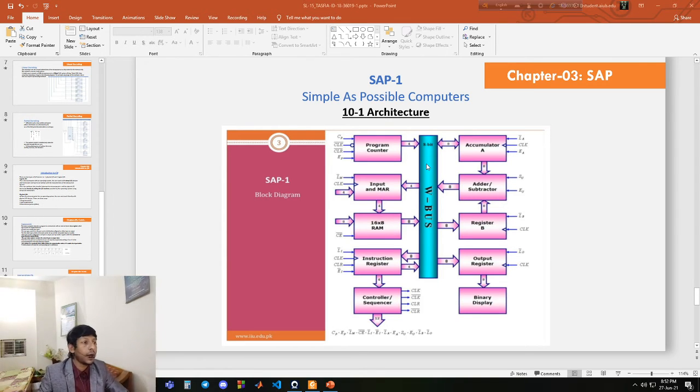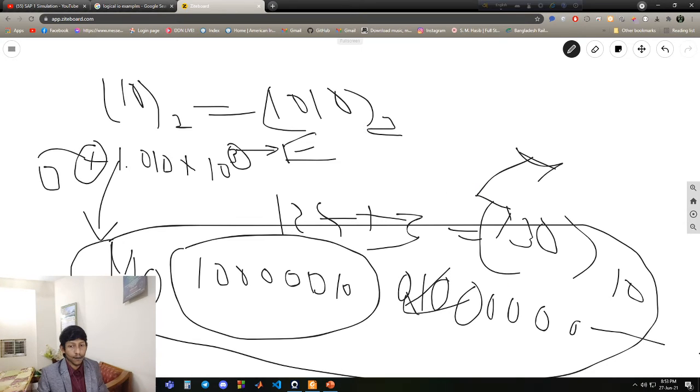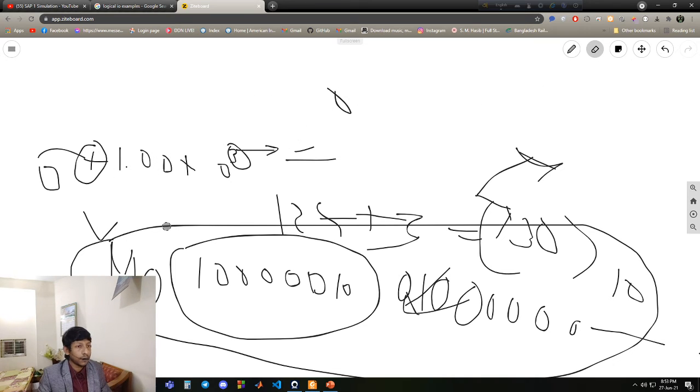So let's see how this SAP works. We can calculate, for example, some numbers to simulate the architecture. So let's again move to our Zeta board to have some calculations. So let's erase our previous data from here.